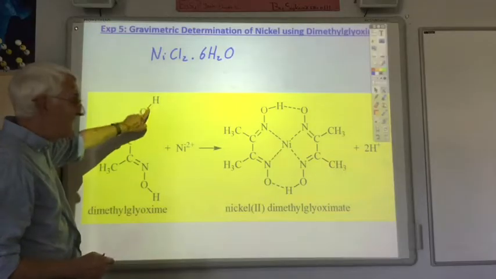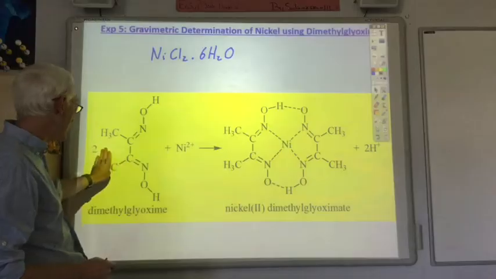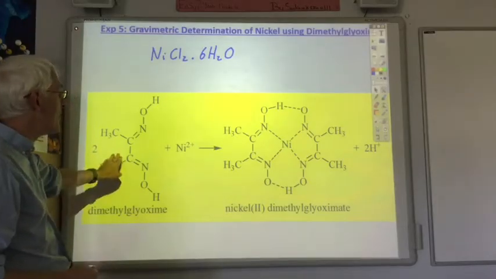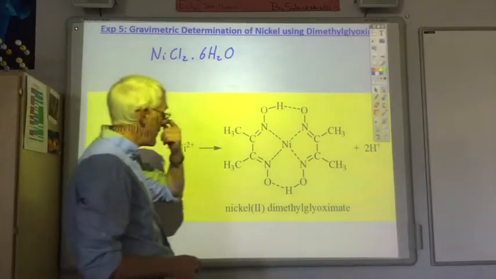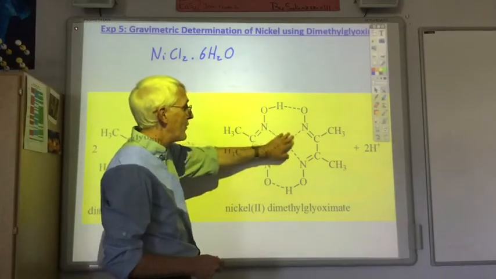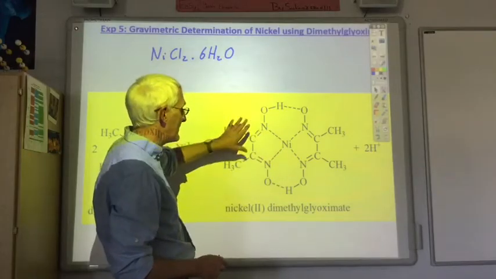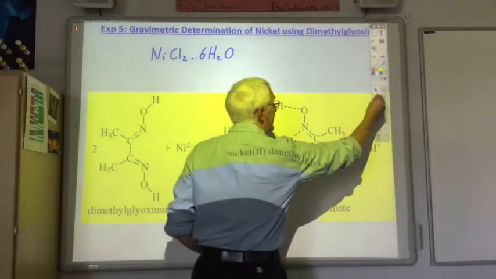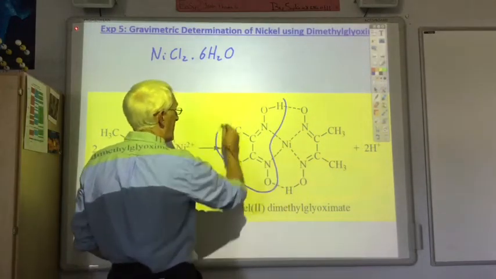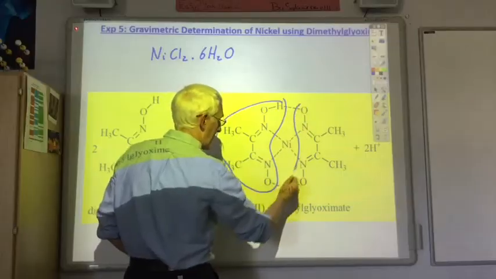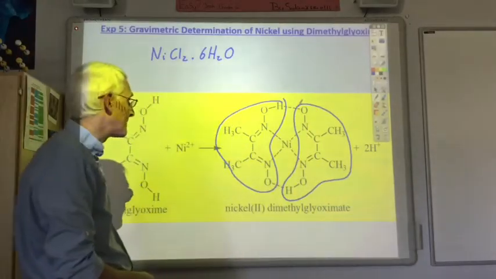Dimethylglyoxime is a bidentate ligand in alkaline conditions, and 2 moles of dimethylglyoxime will bond to 1 mole of nickel ions, forming this tetrahedral complex with a coordination number of 4. But remember, you've got 2 different glyoximate ions here. We've got one there and one there, each one being bidentate.